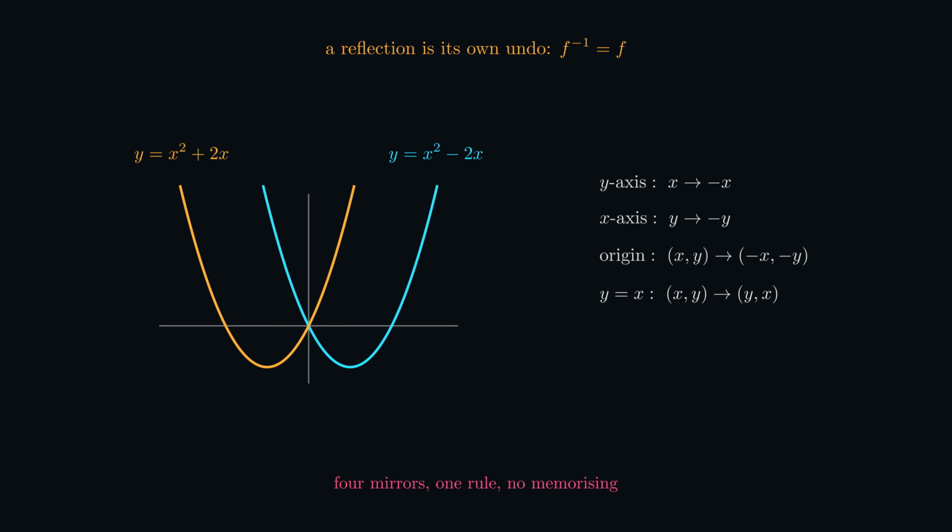The same move builds the whole table. X-axis, replace y by minus y. The origin, flip both signs. The diagonal line y equals x, swap x and y with each other. 4 mirrors, 1 rule, no memorizing. The table also works in reverse.